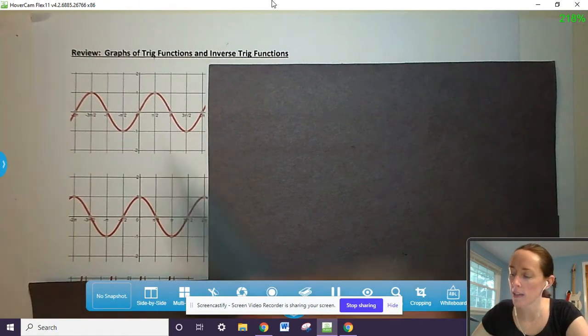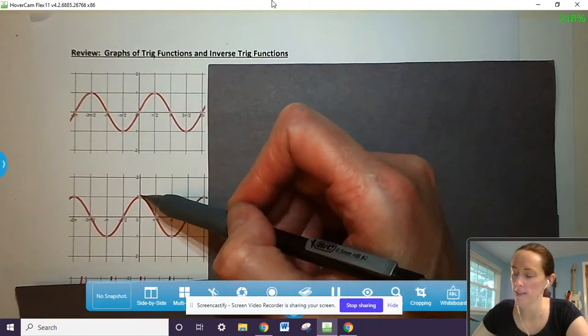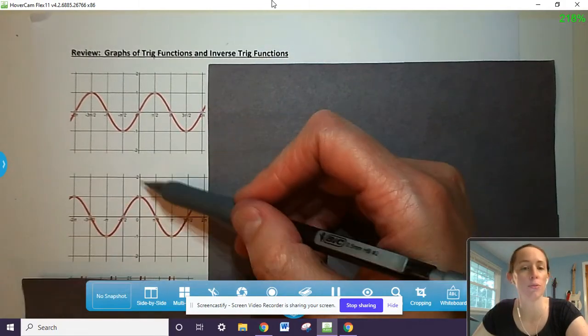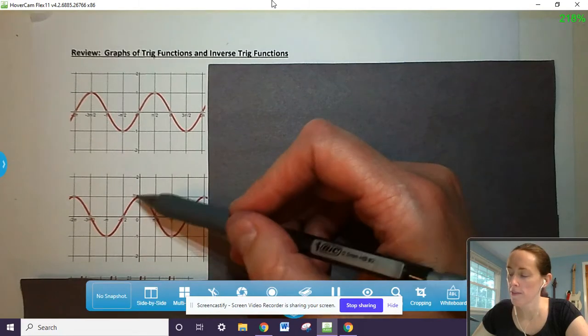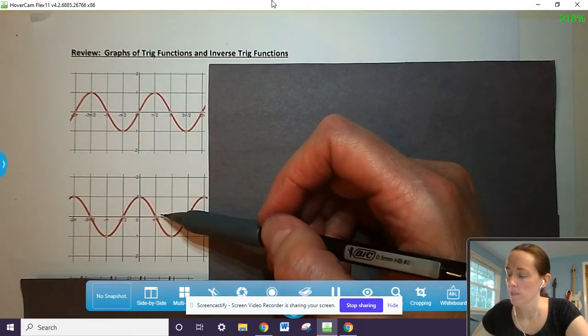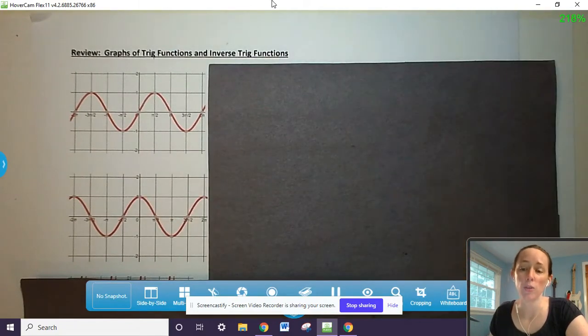This one is sine because the y-intercept is 0, 0. It goes up to the right. This one is cosine, nice even function because it has that symmetry with respect to the y-axis. And it drops down to the right and down to the left. And each one has a period of 2 pi. And each one has a domain of all real numbers and a range of -1 to 1.